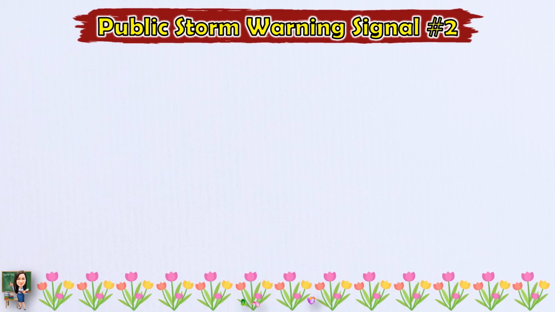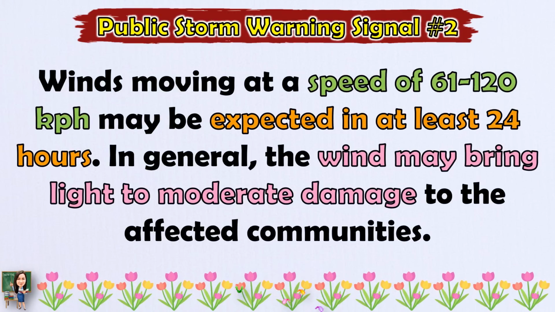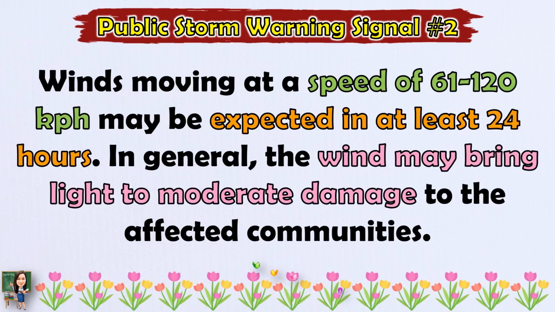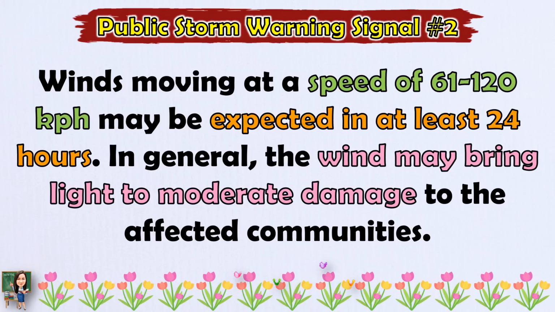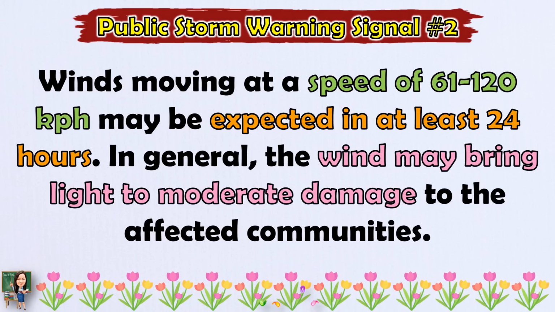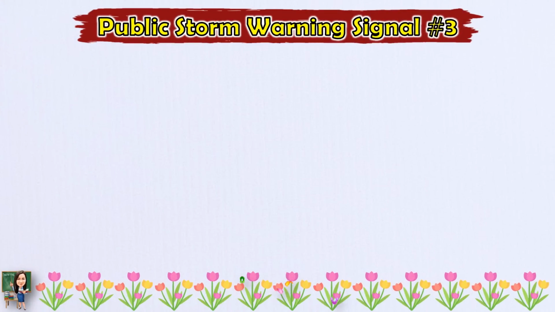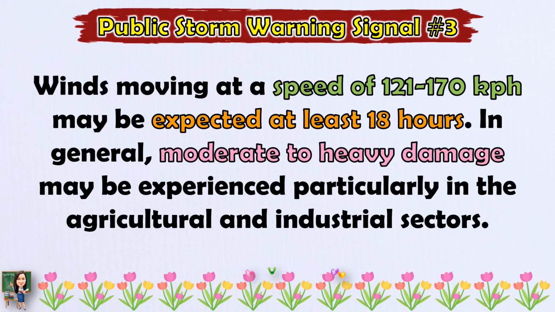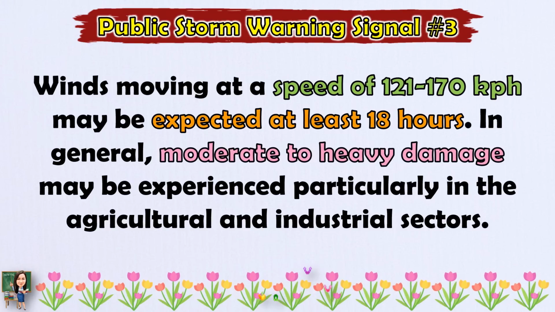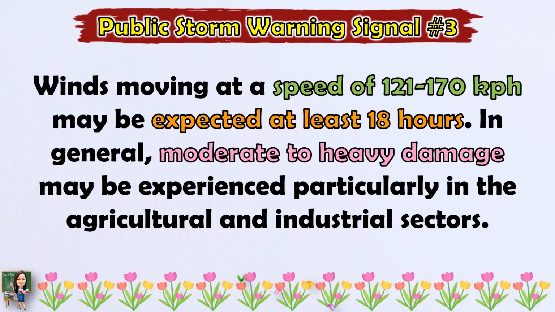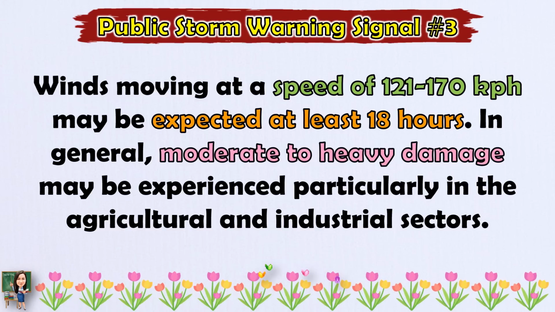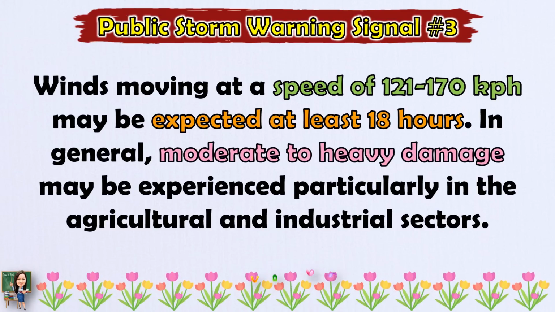Public Storm Warning Signal number 2. Winds moving at a speed of 61 to 120 km per hour may be expected in at least 24 hours. In general, the wind may bring light to moderate damage to the affected communities. Public Storm Warning Signal number 3. Winds moving at a speed of 121 to 170 km per hour may be expected in at least 18 hours. In general, moderate to heavy damage may be experienced, particularly in the agricultural and industrial sectors.